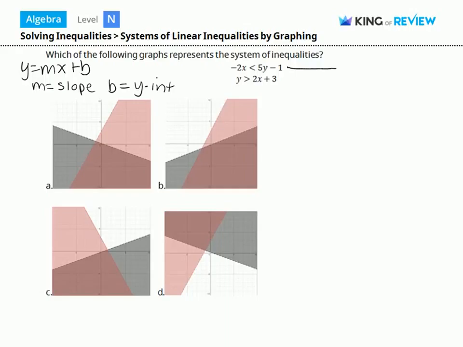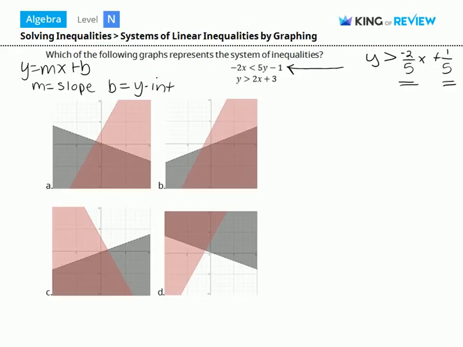So let's first rearrange this inequality here so that it's in slope-intercept form. When we rearrange it, we get y is greater than negative 2 over 5 times x plus 1 over 5. And when we look at this equation here, we see that the slope is negative 2/5 and the y-intercept is 1/5.